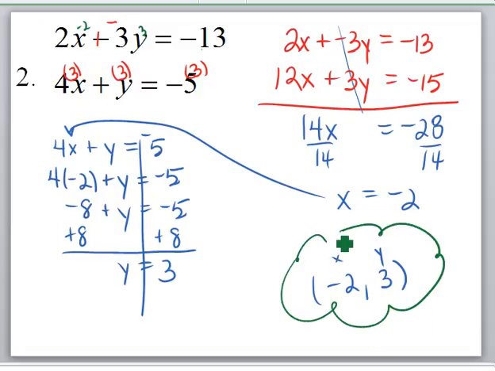You can check both equations, and you should check both of the equations. So I have 4 times negative 2 is negative 8, plus 3 is a negative 5.